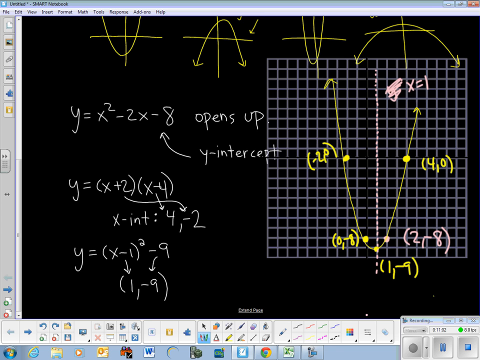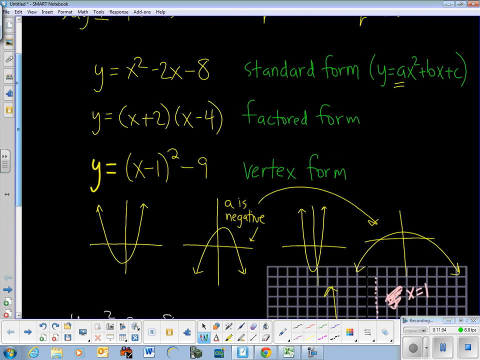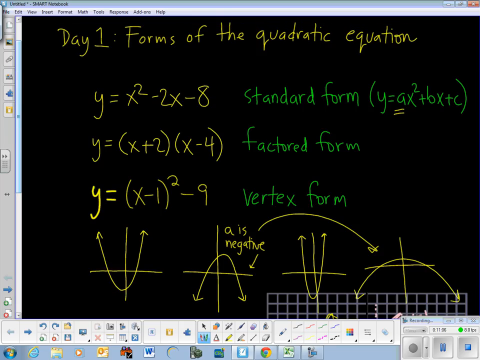Last thing, you're not going to be given every single form of this equation every time. So let's talk about how to go from one to the other. Now, if you're given standard form, to get to factored form, you just factor the quadratic. Right? That's why it's called factored form. That's something you should have done before, and we will do a lot more of that in here.